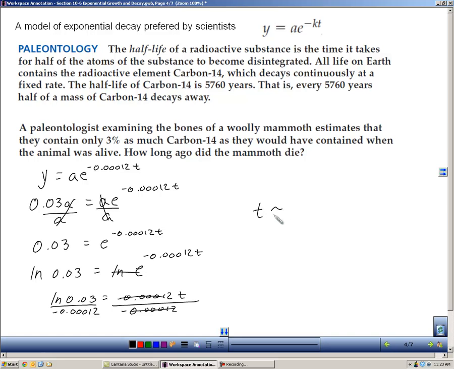Plug that into your calculator and you get an approximate time of 29,221 years. So that is how long ago, about 29,000 years, some scientists believe that woolly mammoths lived. Now that value could only be true if you make certain assumptions about carbon-14. Again, I just want to stress that I don't make those assumptions. I have a different worldview, so my value for this would be a little bit different. Either way, the calculations are correct for using exponential decay.